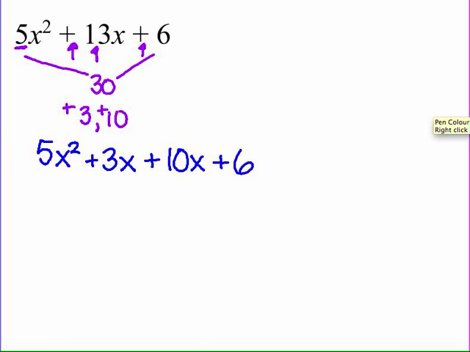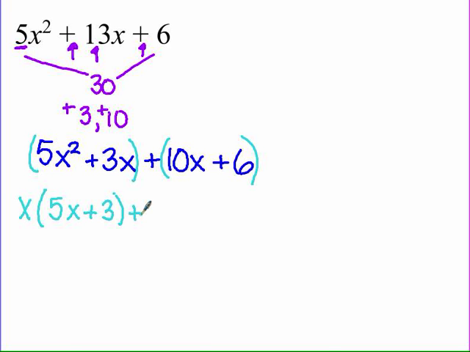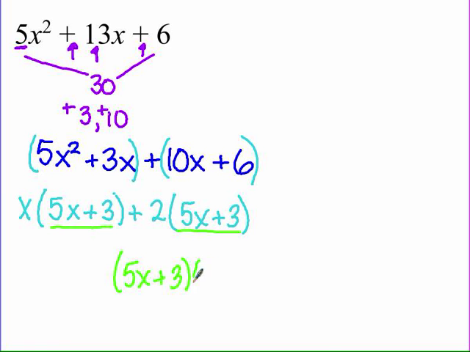So let's go ahead and group them. What can I take out of that first bunch? x. And what does that leave me with? 5x plus 3. What can you take out from the second bunch? A 2. And what does that leave me with? 5x plus 3. Good. So now we compare, they match. So what are my factors? 5x plus 3 and x plus 2. Very good.